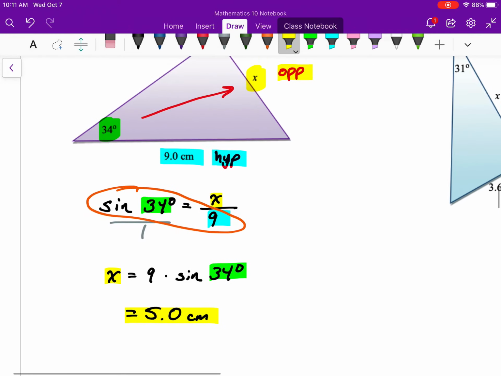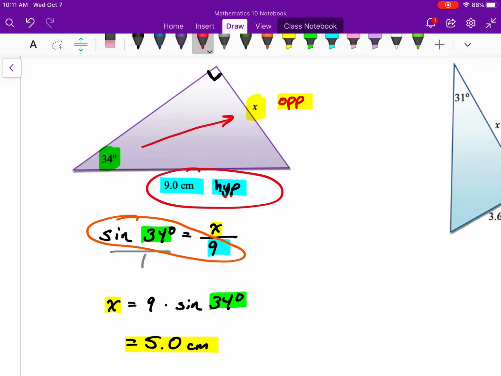All right, so keep in mind a common mistake here would be to think that 9 centimeters was the side adjacent. But again, the hypotenuse is in many ways the most important side. The hypotenuse is always opposite the right angle. So the adjacent side is actually this side up here, which we didn't know and we didn't need. So always got to be careful with that, right?